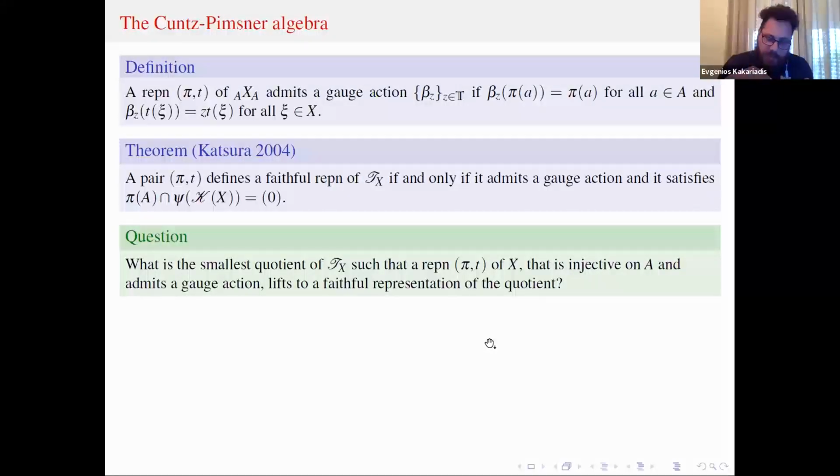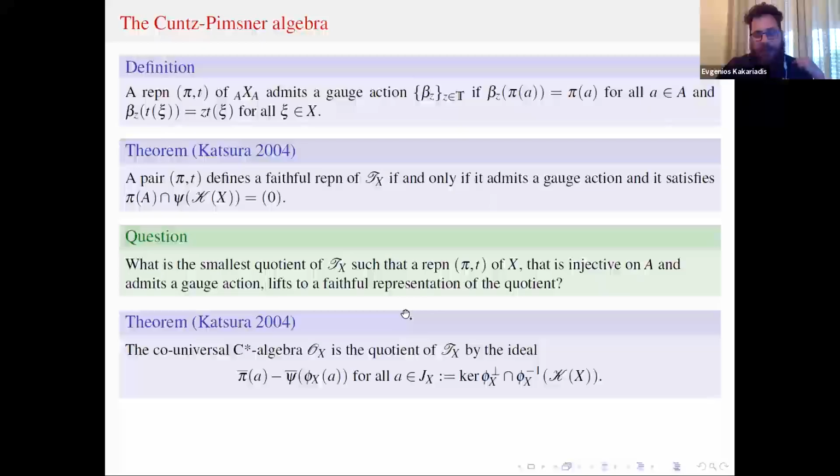Now this bears a nice question. One can ask, what is the smallest quotient of this T(X) such that whenever you have a representation of the module that is injective on A and admits a gauge action, it leads automatically to a faithful representation of the quotient? That's something that would be a Cuntz-Pimsner type C*-algebra, and Katsura wanted to provide an algebraic characterization of this fact along with the existence of this co-universal algebra.